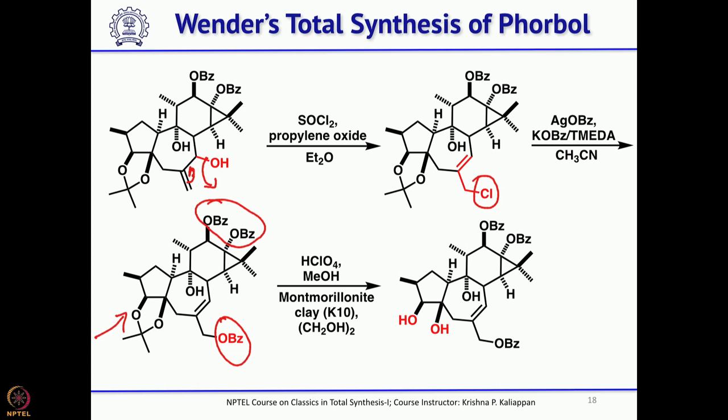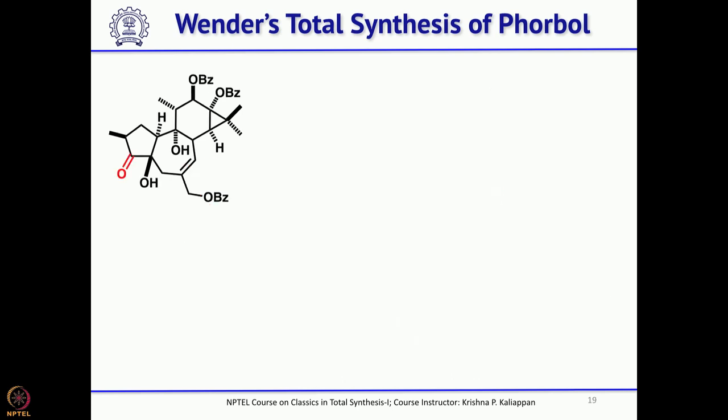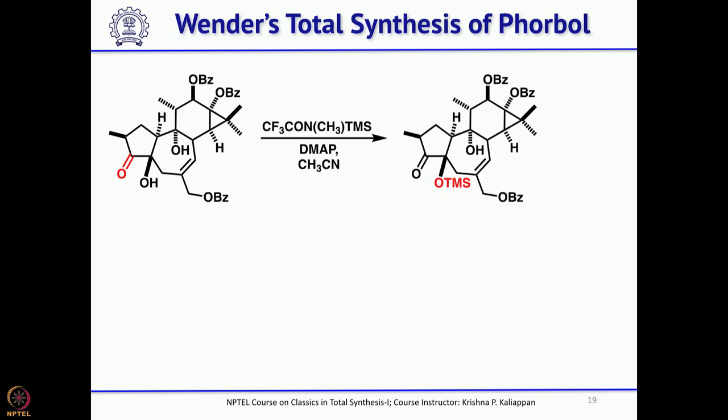So the acetonide was cleaved using perchloric acid to get the diol. Once you have the diol, as you can see here, one is secondary alcohol, other one is tertiary alcohol. Secondary alcohol can be easily oxidized. So what he has done is, he has treated with SO3-pyridine, DMSO, to get the ketone. Now the next step is to introduce the double bond here.